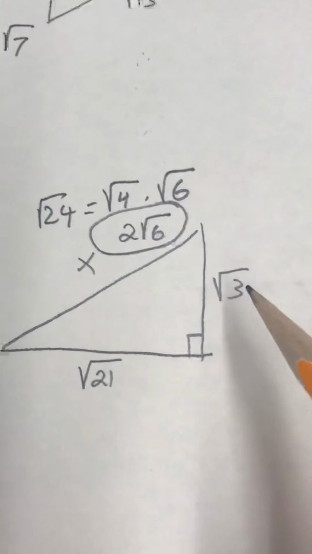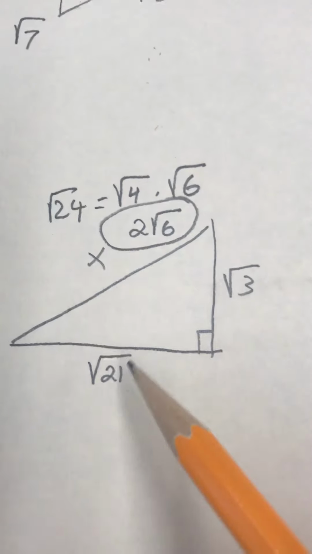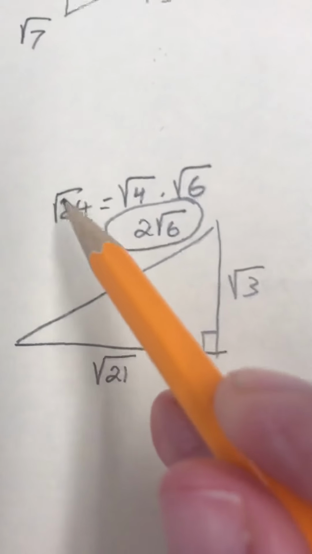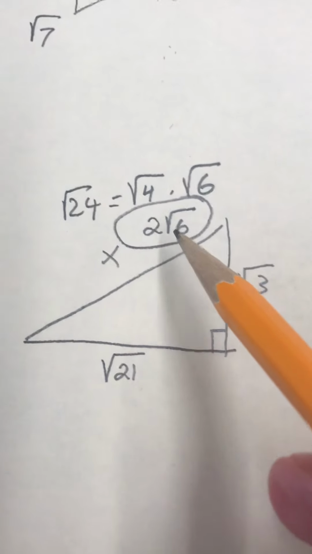So once again, a lot of you will know the trick. 3 and 21 make radical 24. Some of you might have trouble getting to this step. Just one of those little extra things.